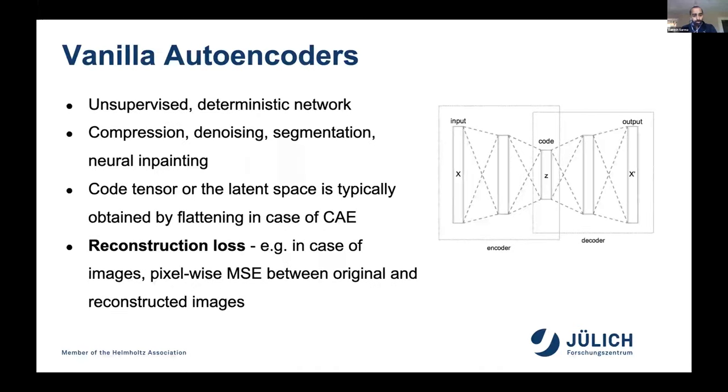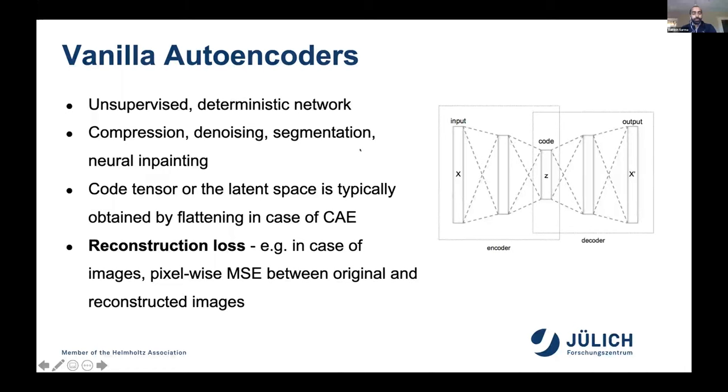Okay, so to start with, Maurice has already given a very nice introduction to the vanilla autoencoders, so this is one of the figures. Basically these are, as he said, unsupervised deterministic networks. Deterministic is an important word here for me, because we are going to look at the variational autoencoders, which are actually probabilistic networks. So that's the main distinction between the two.